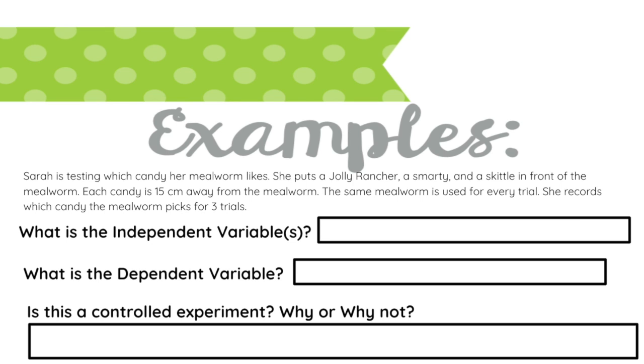So the distance from the mealworm to the candy is a controlled variable. She's not changing it. The same mealworm is used for every trial. Again, the mealworm is a controlled variable. She is not changing the type of mealworm. She records which candy the mealworm picks for 3 trials. What is the independent variable, or the variable that is being changed on purpose? Your answer should be the type of candy.